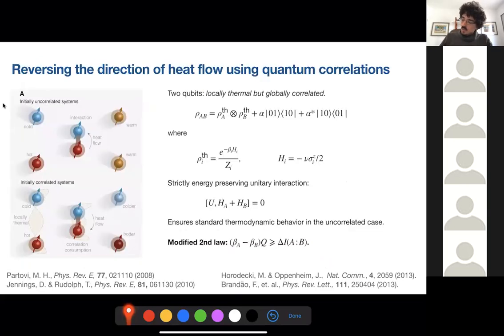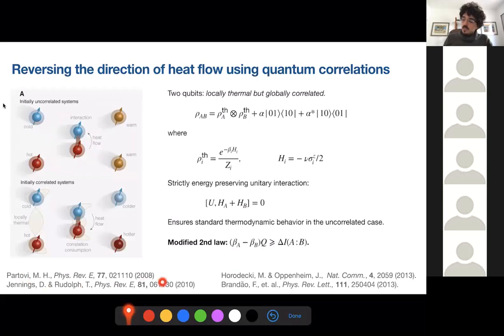Okay, so this paper is from our first experimental paper, and this was our big motivation. What we did here is this idea of reversing the direction of heat flow using quantum correlations. The setup is like this. Suppose you have two qubits, one hot and one cold. You put them in contact with each other, then heat flows from hot to cold, so they both become warm. If you want to reverse this, if you want to break this directionality, you have to pay a price. You have to spend some resource.